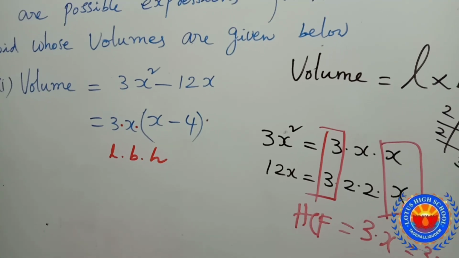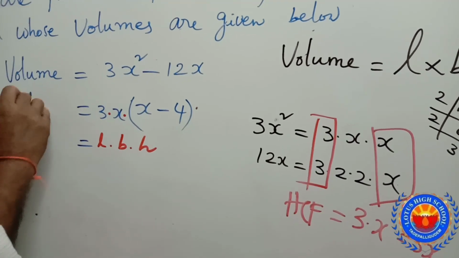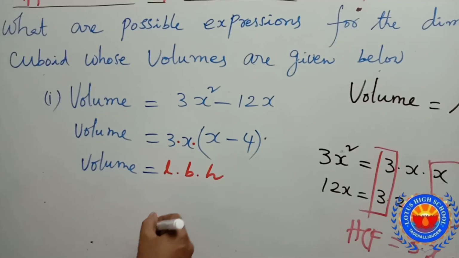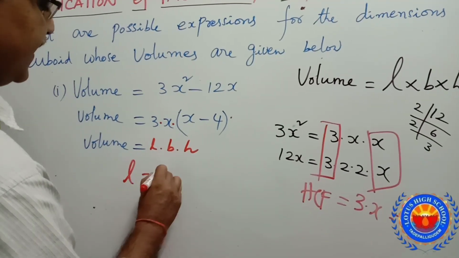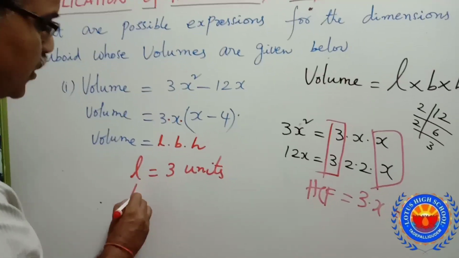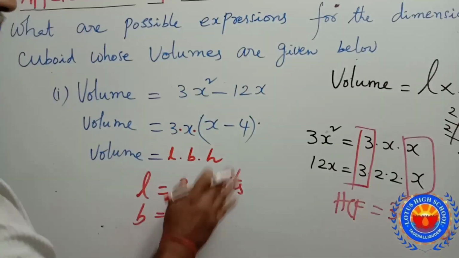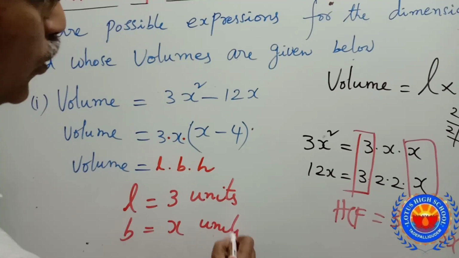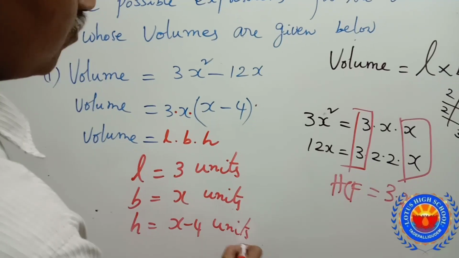So the possible dimensions: this is volume, volume is length into breadth into height. Length is equal to 3 units. The previous sums I forgot to write units. Because there is no centimeters, no meters, no kilometers, you can write units. Breadth is equal to x units, height is equal to x minus 4 units.